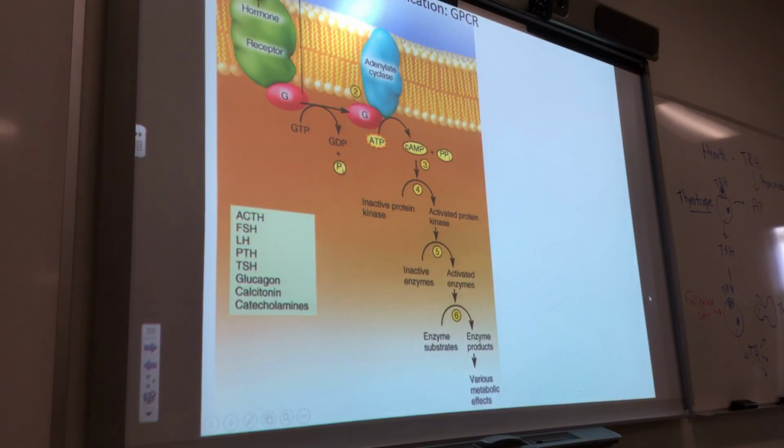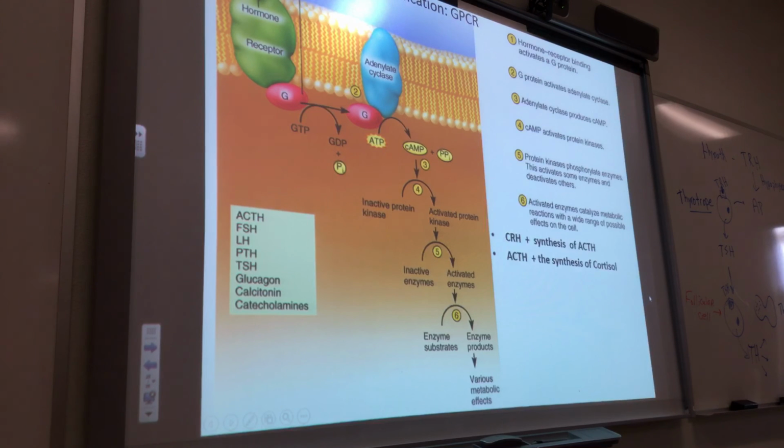Okay. This is just another cartoon showing you the same thing. This is from the Saladin text. I like this cartoon because it shows all these hormones that use the G protein coupled receptor pathway. So adrenocorticotropic hormone, FSH, LH, PTH, we just talked about PTH, TSH, glucagon, we just talked about calcitonin, catecholamines, that's epinephrine and norepinephrine. All these hormones use the G protein coupled receptor pathway. So this cartoon is not really showing you anything different, it just gives you the list of hormones that use the pathway. And here's all the steps that we kind of went over. So you can use this.